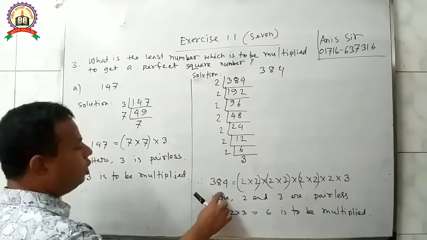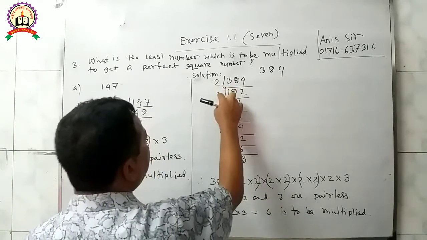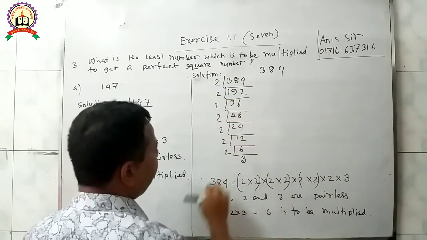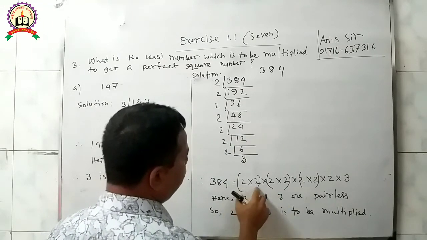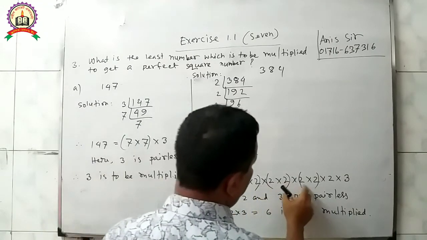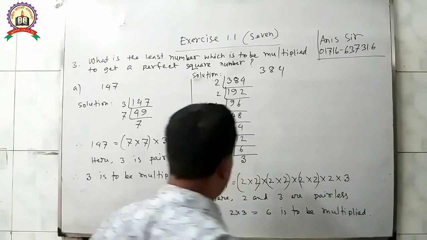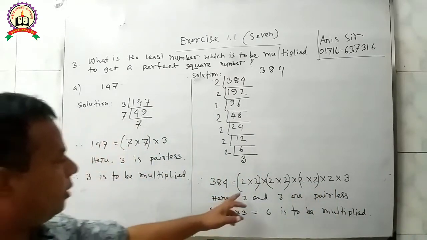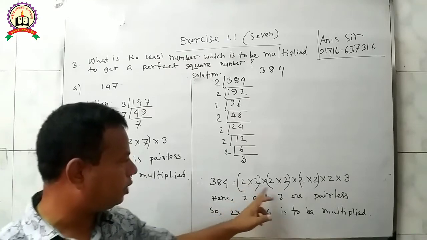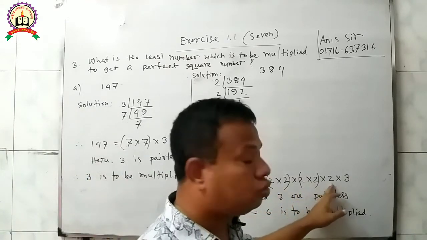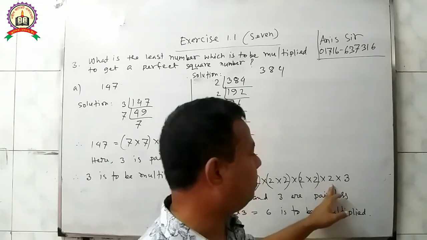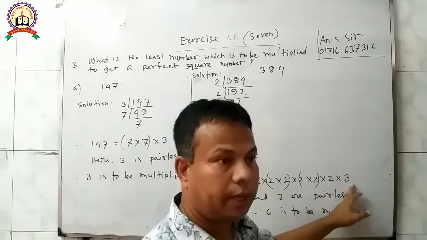So 384 equal to 2 into 2 into 2 into 2 into 2 into 2 into 2 into 3. So if we form pairs, then we get 2 into 2 first pair, 2 into 2 second pair, 2 into 2 third pair, and 2 without pair, that means pairless, and 3 without pair.